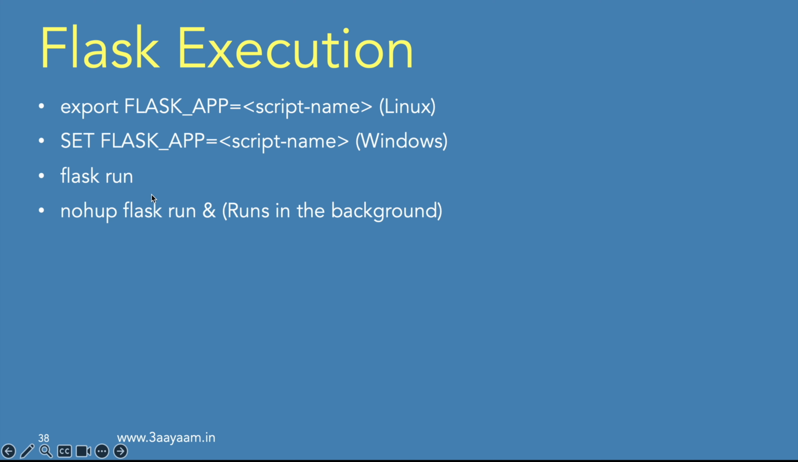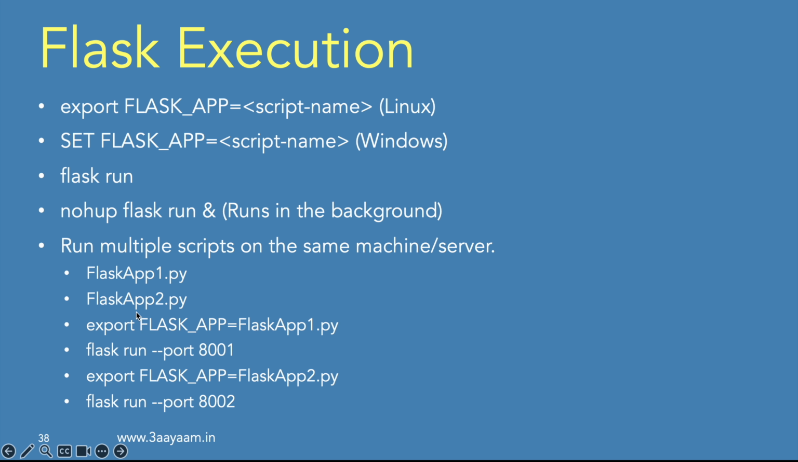We can mention the port number also. So if you're running, let's say, multiple applications on the same machine or on the same server, obviously flask run alone would not work. Then what would happen? We'll set the FLASK_APP variable. Let's say we have two scripts, flask app1.py and flask app2.py. First, we'll export the variable FLASK_APP with the flask app1.py program. Then we'll run this program on port number 8001.